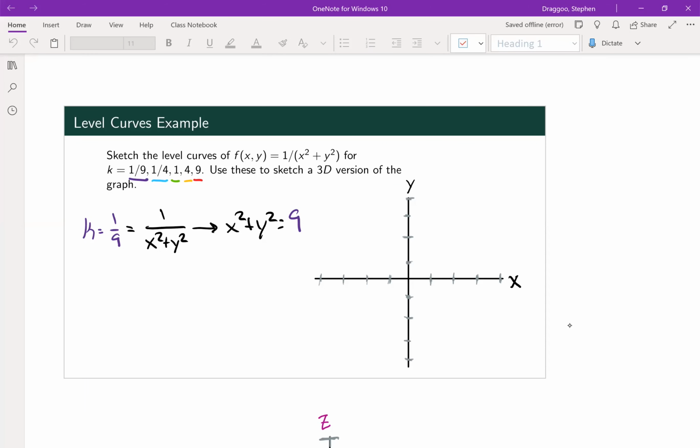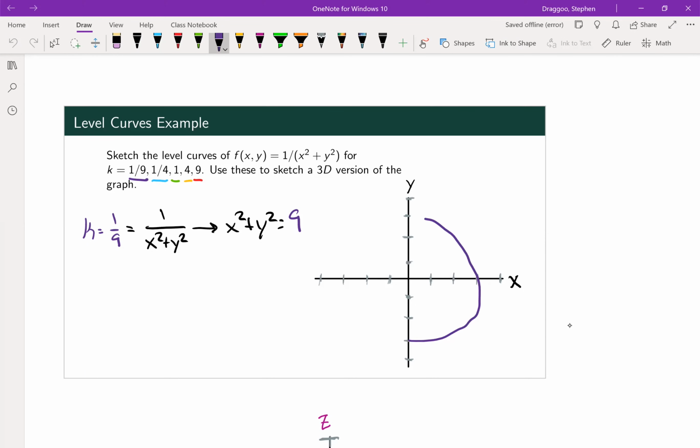All right, so we'll want to sketch a circle of radius 3. It should look about like that. And move on to the next level curve.